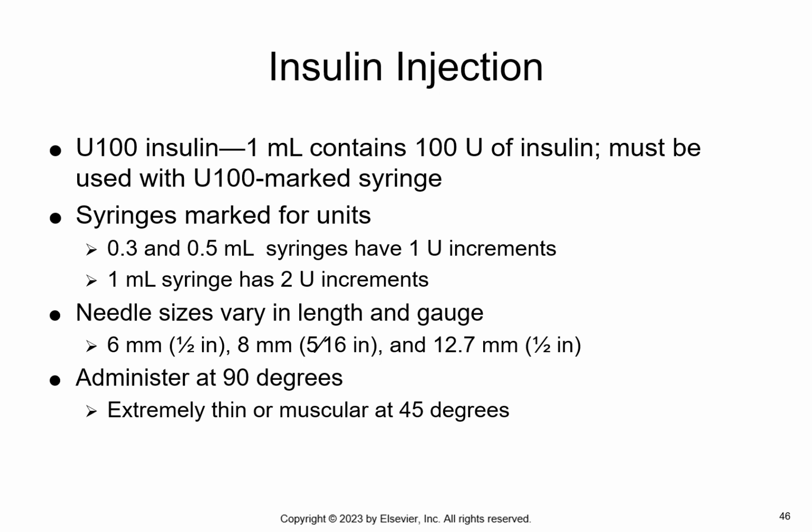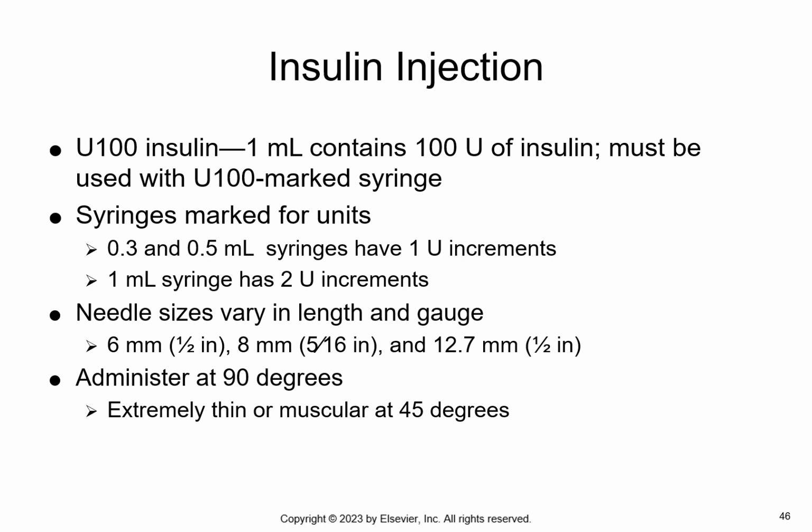Most commercial insulin is available as U100. This means that 1 milliliter contains 100 units of insulin. U100 insulin must be used with the U100 marked syringe. Disposable plastic insulin syringes are available in a variety of sizes, including 1, 0.5, and 0.3 milliliters. The 0.5 milliliter size is for doses of 50 units.